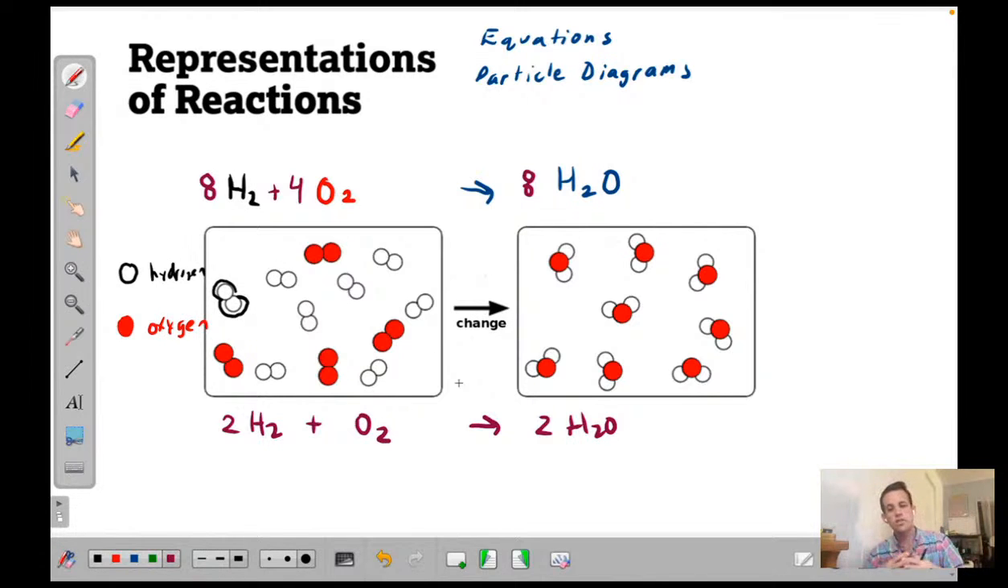Again, be careful. The actual numbers of things matter. You can literally count them up and match them up. It's not just, oh, there's some H2 and some O2. No, this is telling you the ratios.